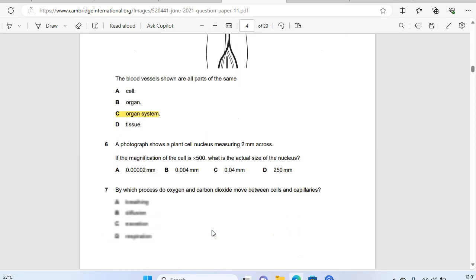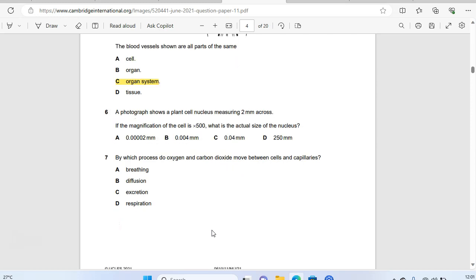All right, so moving towards our next question. Question number 6 is here. A photograph shows a plant cell nucleus measuring 2 mm across. If the magnification of the cell is times 500, what is the actual size of the nucleus? Follow my YouTube short video of chapter 2, in which I have discussed the formula, which is very important in your core multiple choice question paper. Your examiner always asks this question of magnification.